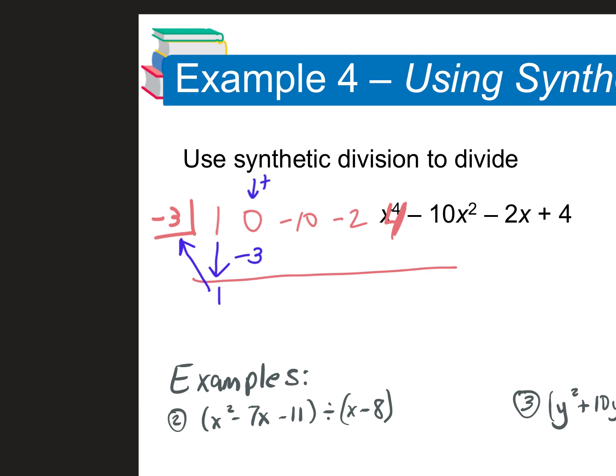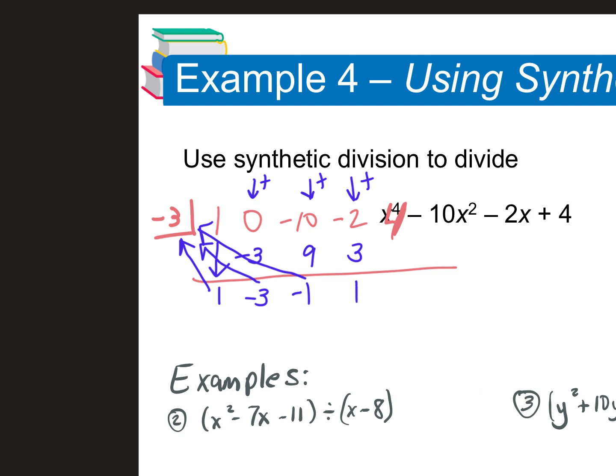What is 0 plus -3? -3, okay? Multiply to the corner. What's -3 times -3? 9. So put it right here. And then I'm going to add down. What's -10 plus 9? -1. Perfect. Now I'm going to multiply to the corner. -1 times -3 is 3. And we're going to add down. What's -2 plus 3? 1.